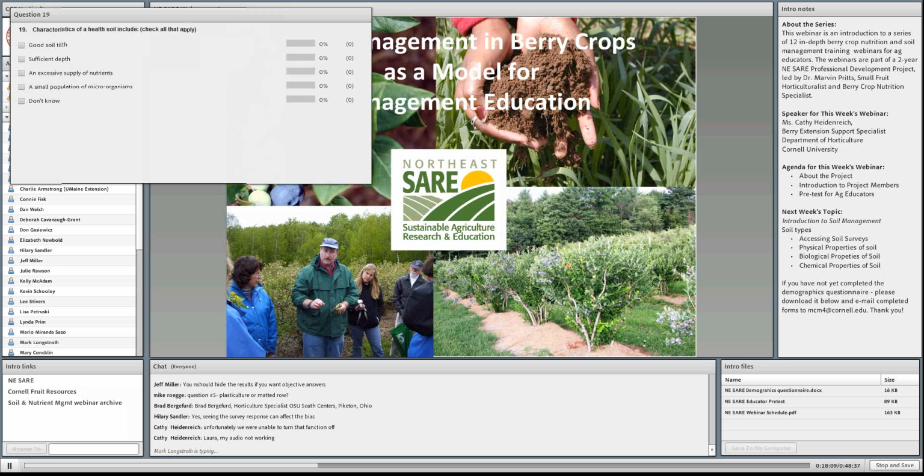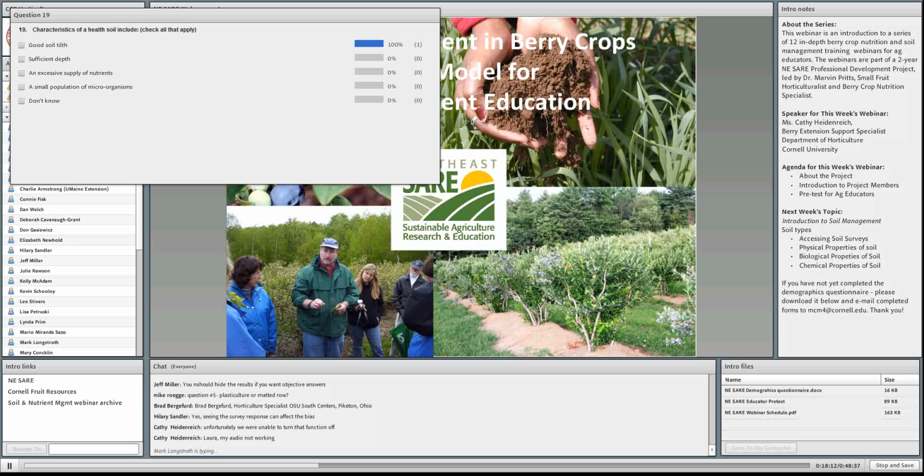Question 19, characteristics of a healthy soil include good soil tilth, sufficient depth, an excessive supply of nutrients, a small population of microorganisms, or don't know. And you can check all that apply, all that are correct. This will be trickier for me to see if everyone has voted because we've got multiple answers, but when they stop ticking up, that's when we'll close this and we'll go to the last poll.